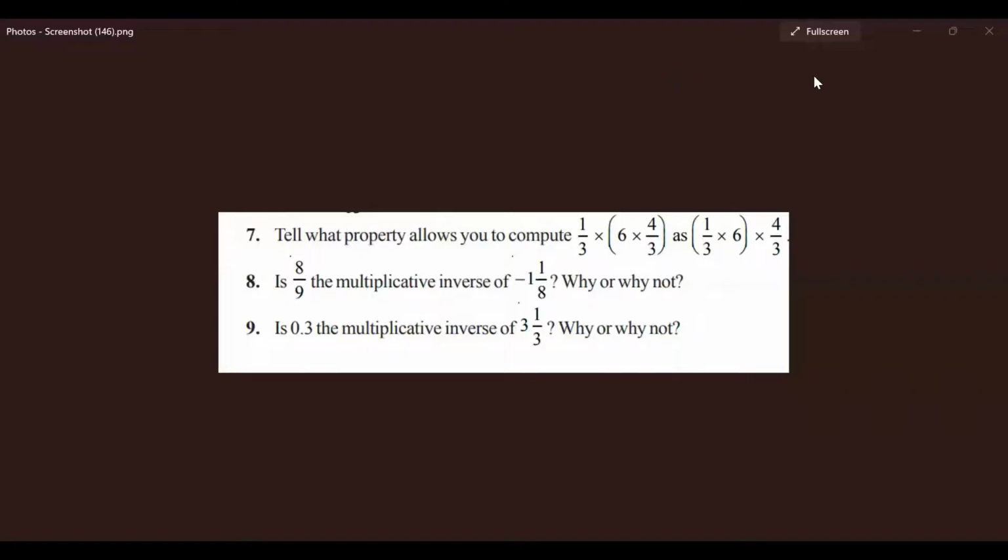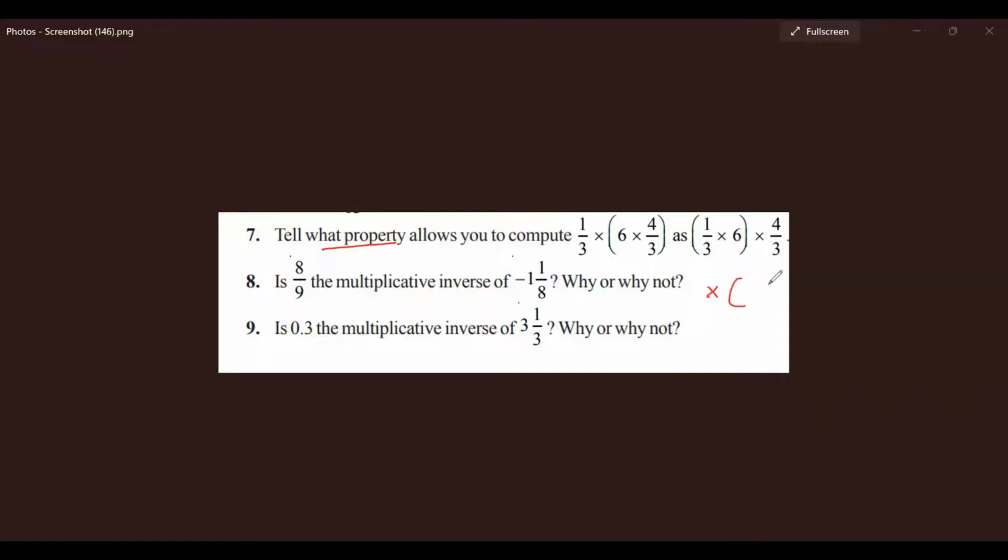Number 7. Tell what property allows you to compute this. So you just have to tell the property name over here. If you check this one and this one, you have to compare. So 1 by 3 multiplied by 6 multiplied by 4 by 3. Let's see whether we are changing the order or not. 1 by 3, 6, 4 by 3; 1 by 3, 6, 4 by 3. So the order is the same here. That means it's not commutative.